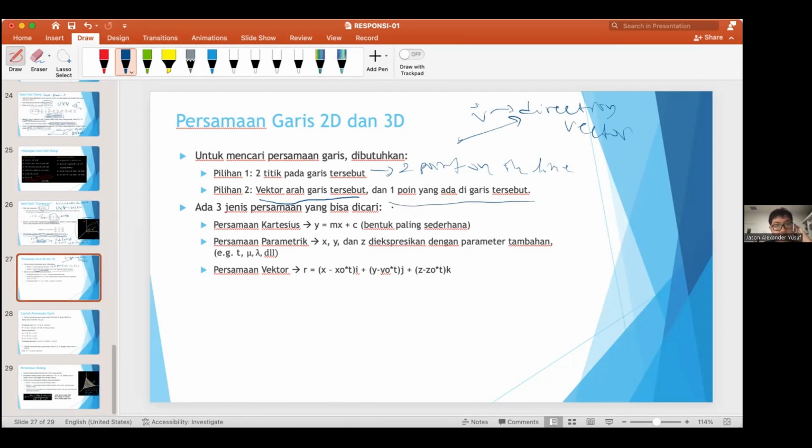And there are 3 types of equations that you can find. The Cartesian form, which is this one, your famous y equals mx plus c. Or a parametric equation where we express x, y, and z as parameters, whether it can be t, mu, lambda, or any other variable. And finally, a vector equation where we express it in terms of i, j, k, or I can just write x, y, z.